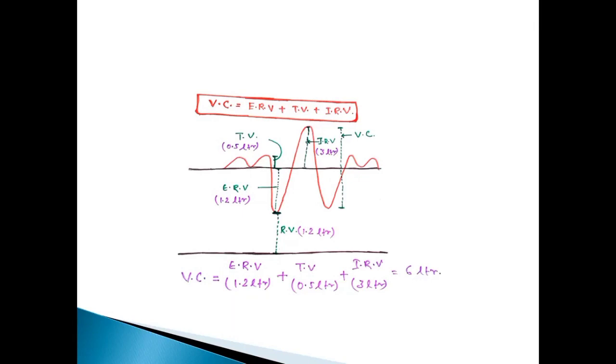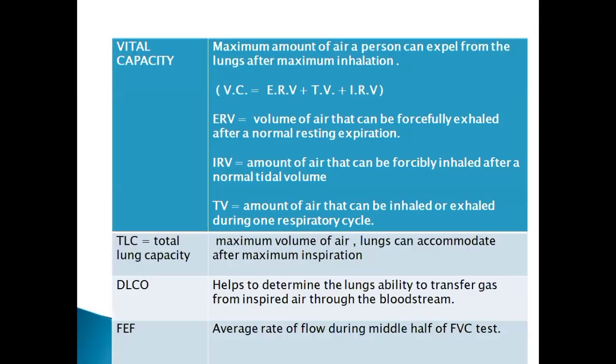That is what we used to say, that ERV normally is 1.2 liter. Tidal volume normal is 0.5 liter and IRV normal is 3 liter. So by adding all three values, we get the vital capacity, that is 6 liter. Okay. So this is about the vital capacity.